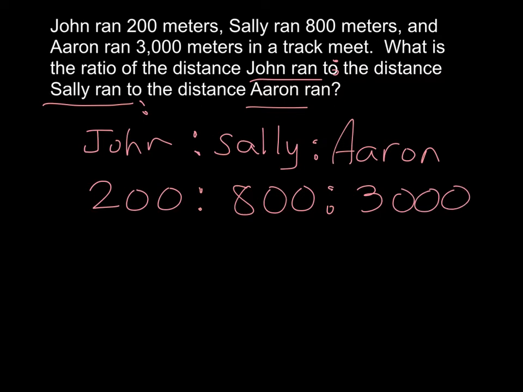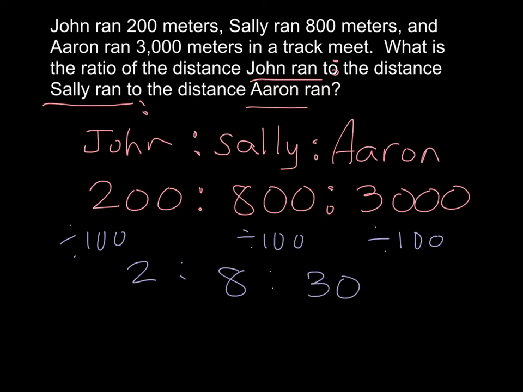Next, I need to put it in simplest form. They all end in zeros, so we'll start by getting rid of zeros. 2 zeros is the most they all have, so that means I can divide by 100. So dividing 200 by 100 gives me 2. Dividing 800 by 100 gives me 8. And dividing 3,000 by 100 gives me 30.